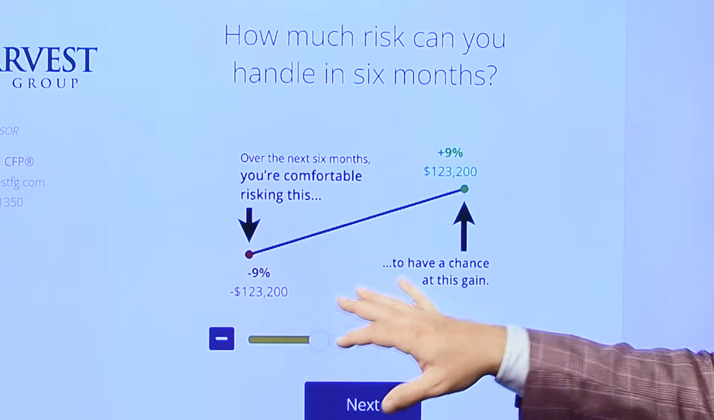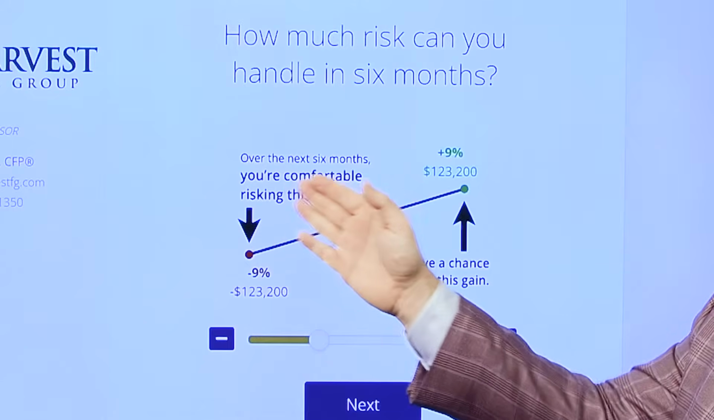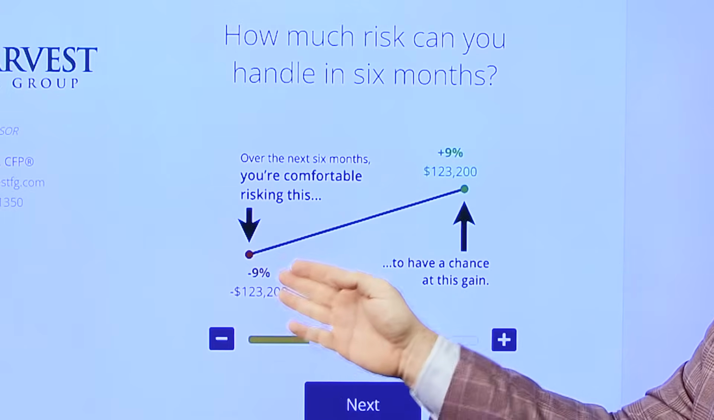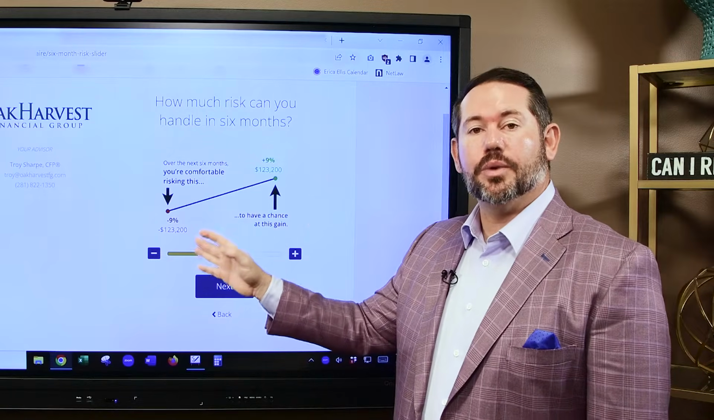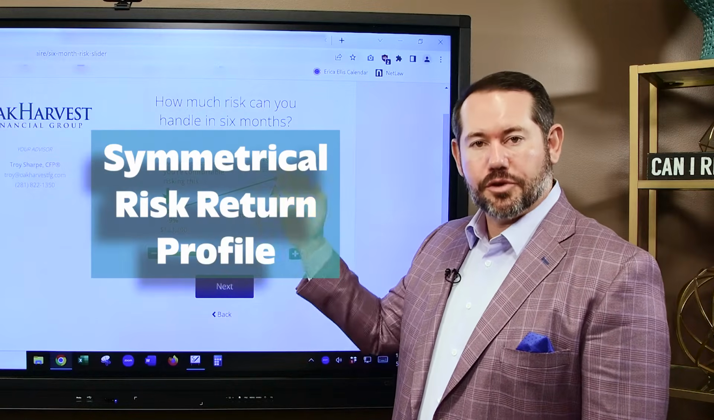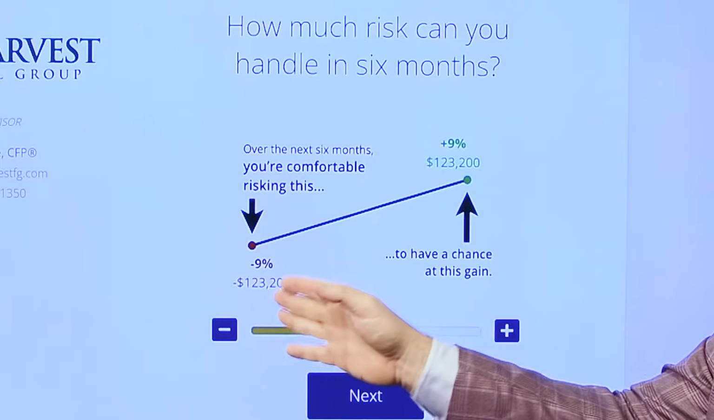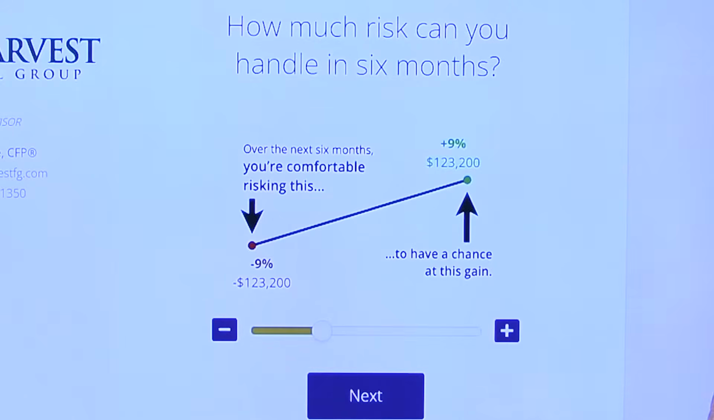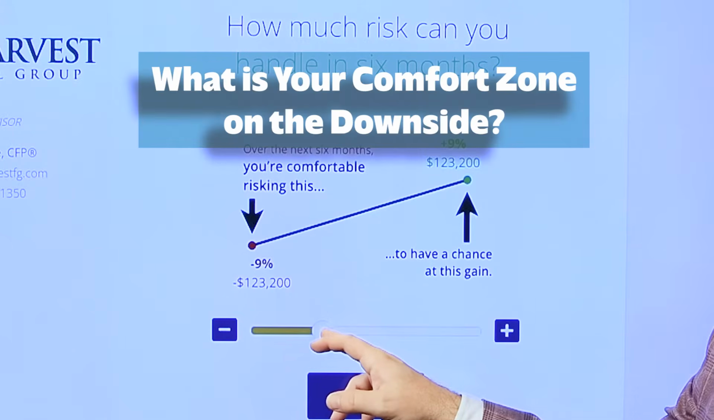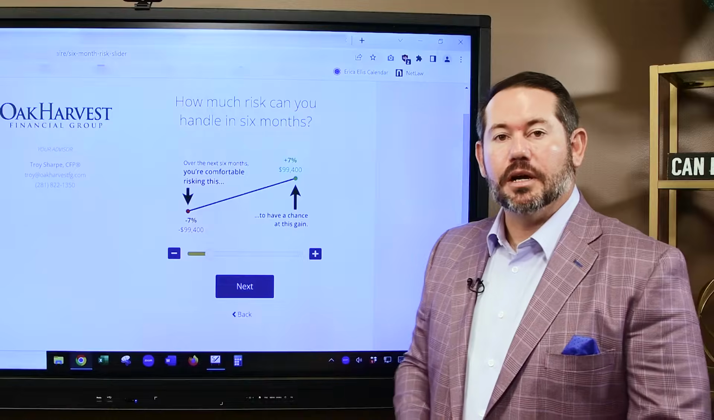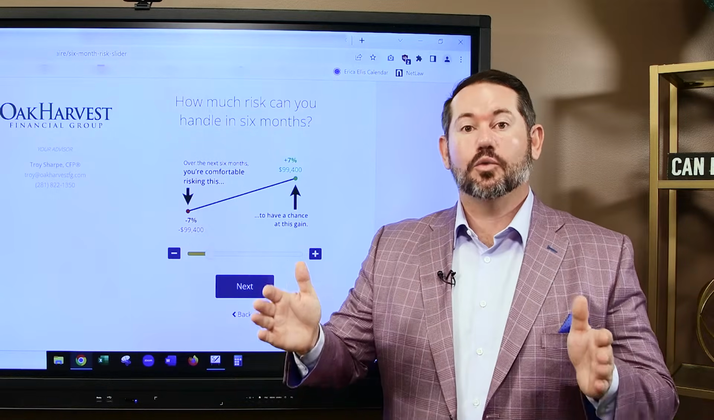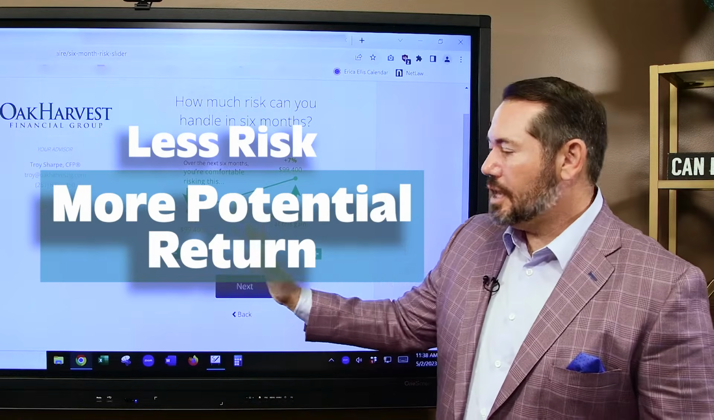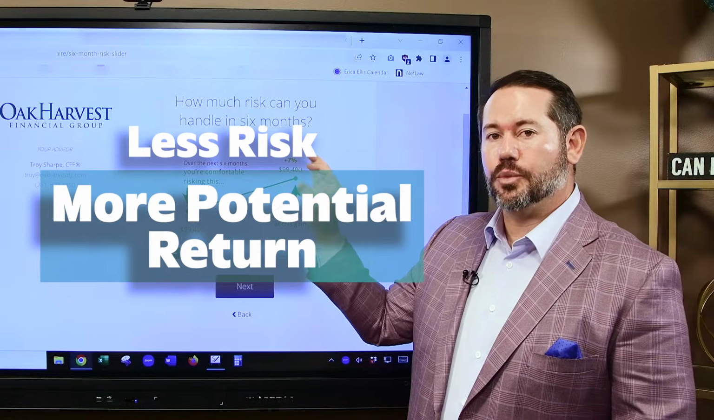So this is a pretty simple questionnaire here. It's simply saying over the next 6 months, you're comfortable risking this in order to make this potential return. Now, this is what we call a symmetrical risk return profile. We're essentially risking $1 to earn $1. But really what we're trying to identify here is what is your comfort zone on the downside? Because what we're going to try to do is create a portfolio that has an asymmetrical risk return profile. So less risk to achieve more potential return.